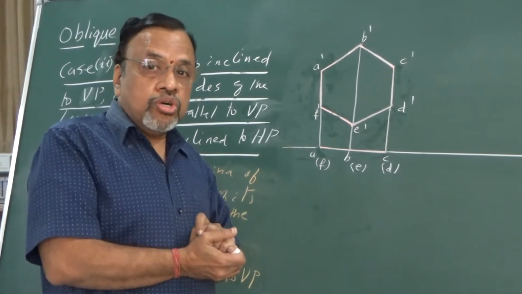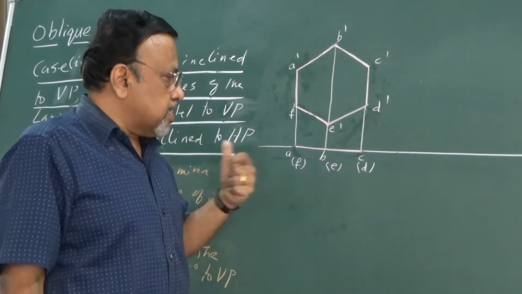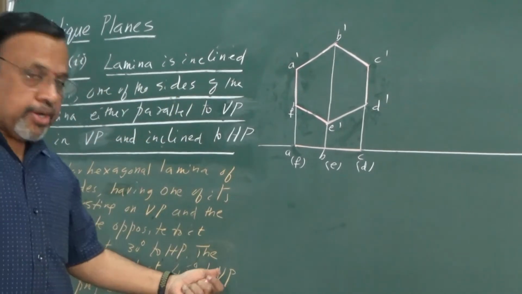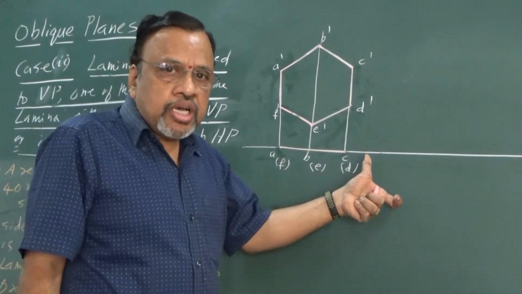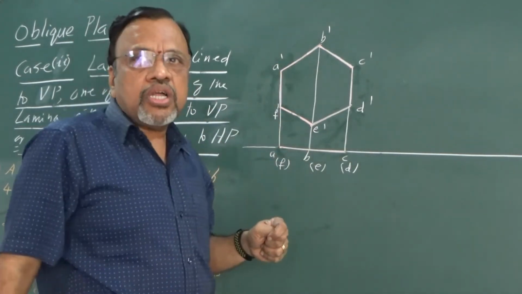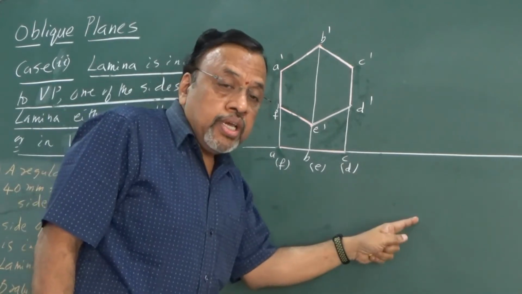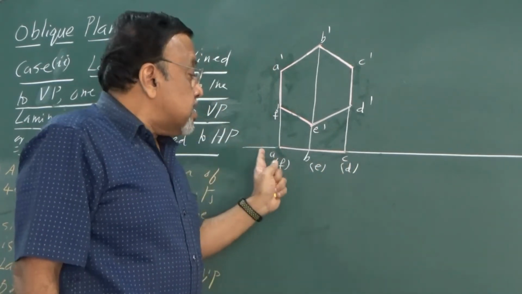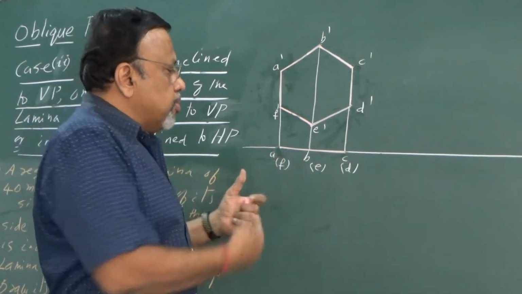What about stage 2? I told you that first I need to satisfy the surface inclination. Here the surface is inclined at 45 degrees to VP. Remember, whenever we want to show the surface inclination, the lamina has to be seen as a line. Here I cannot show the surface inclination; I can show only side inclinations. Whereas if I want to show the lamina inclination, the lamina has to be seen as a line. Anyway, in the top view it is seen as a line.